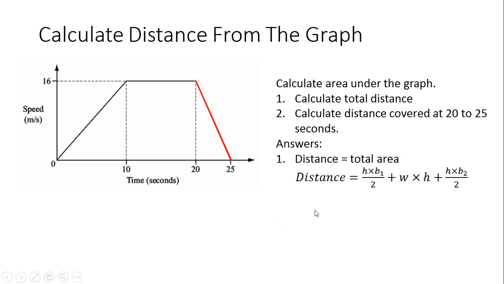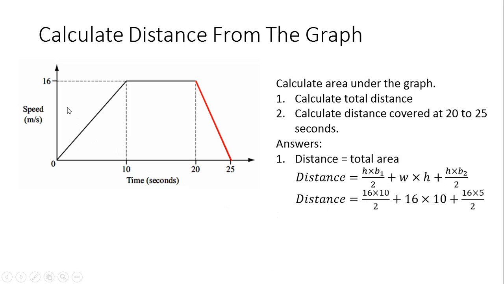So distance equals the total area, which is height times base 1. I write it as base 1 because the bases of these two triangles are different. This one is wider than this one, so we call this one base 1, plus width times height, plus height. The height is the same for these three shapes, and this is base 2 from 20 to 25, over 2. So we use the triangle and rectangle formulas here.